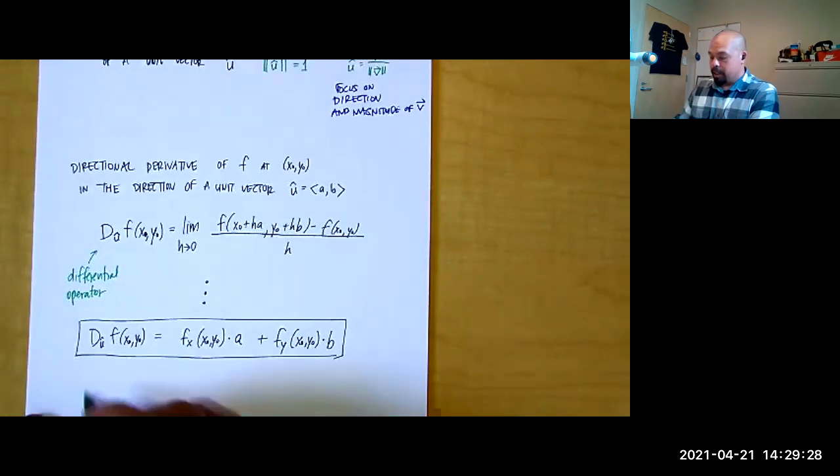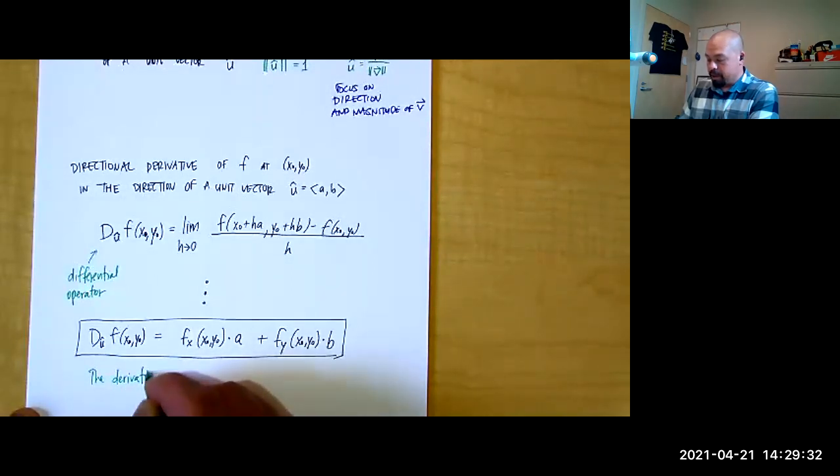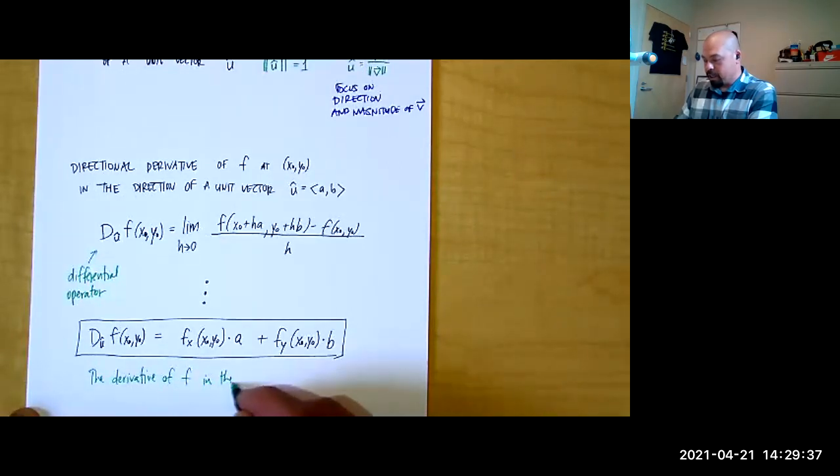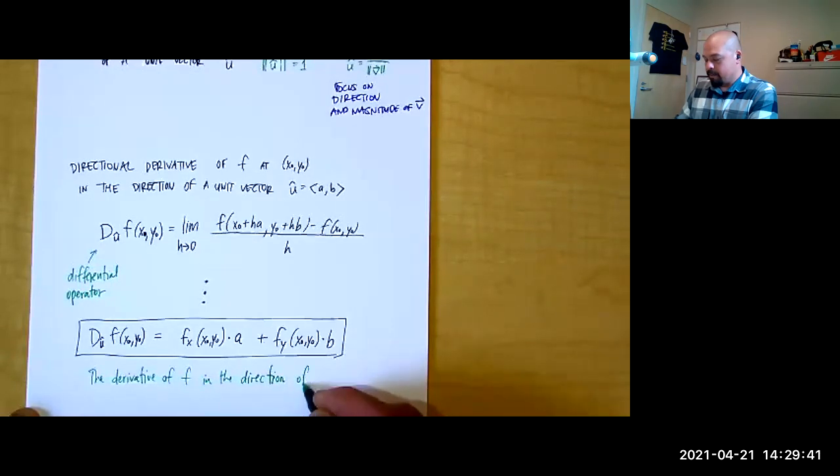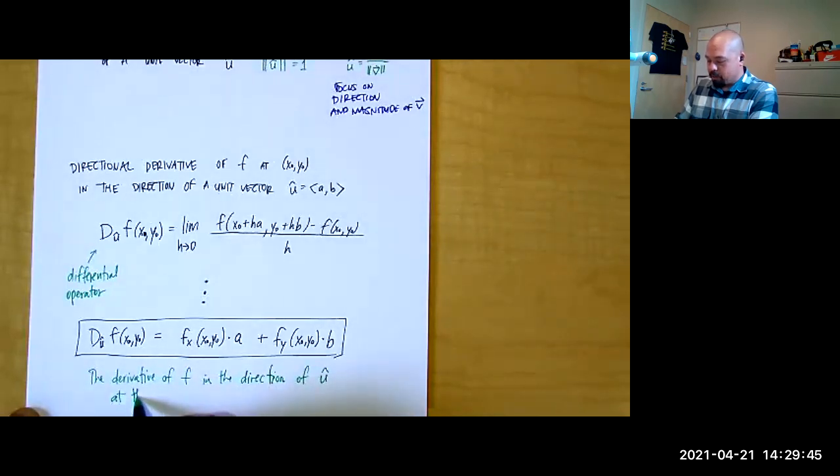So here, this is the derivative of that function f in the direction of u at the point x naught, y naught, right, from our domain.